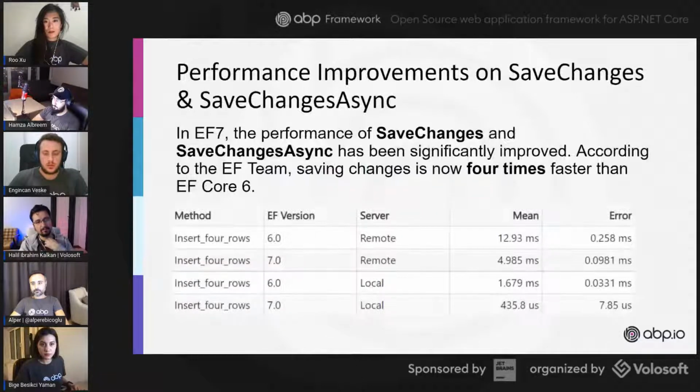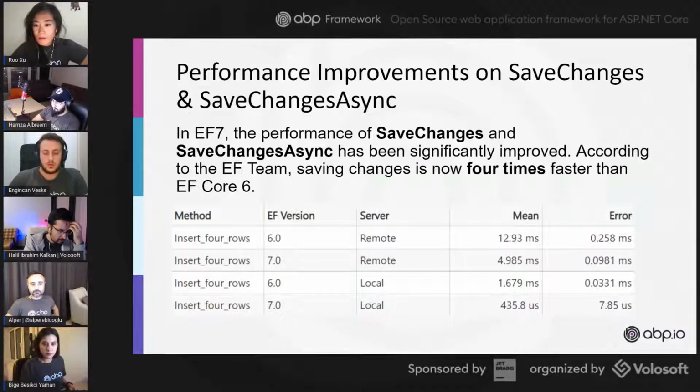In EF7, there are also significant performance improvements, like SaveChanges and SaveChangesAsync methods. According to the EF Core team, saving changes is now 4 times faster than EF Core 6 for some cases. As you can see, a simple benchmark result is here. Even with 4 insert records, there are about 3 times performance gains. And when the record count increases, the performance gain becomes much more important.